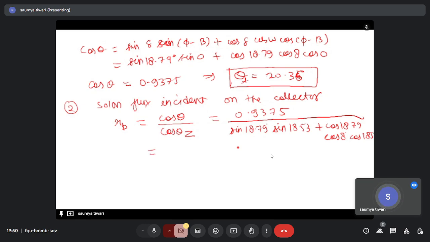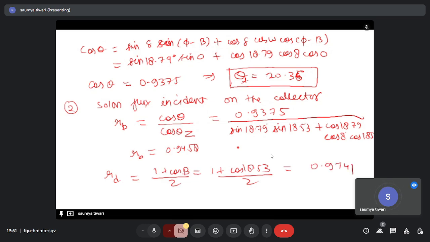If you solve this, you will get the RB value to be 0.9458. Similarly, we can calculate the R value for diffuse radiation. It will be (1 plus cos beta) by 2. Beta is equal to 18.53, so it will be (1 plus cos 18.53) divided by 2, which will be equal to 0.9741.